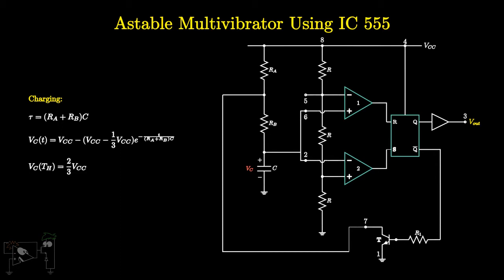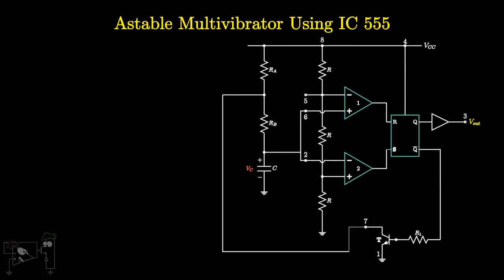Hence, substituting VC of T as 2/3 VCC at T equal to TH, we get the following equation. Solving this, we get TH as (RA plus RB) into C into ln 2, which is 0.69 (RA plus RB) into C.